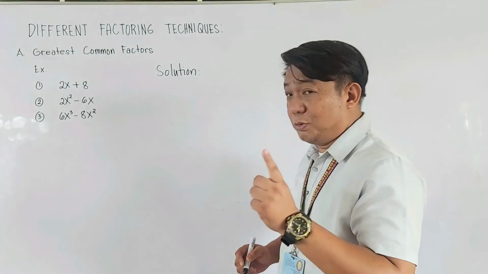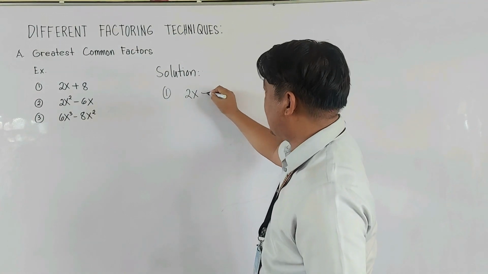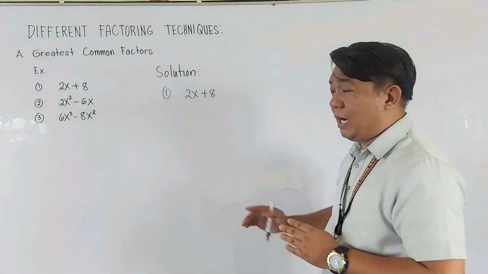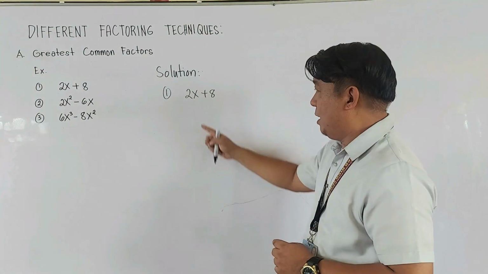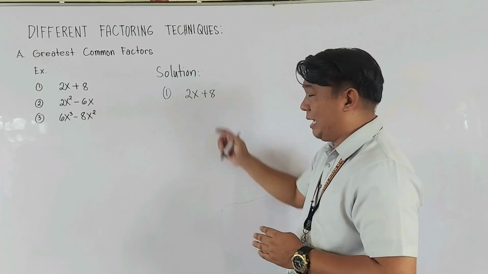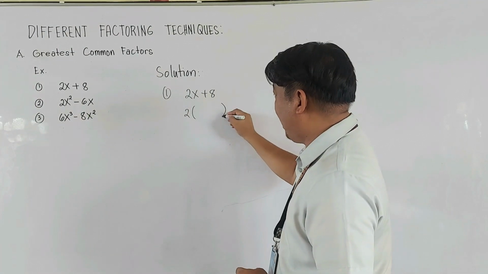Alright, para sa ating solution number 1, 2x plus 8. Okay, so titingnan lang natin kung ano yung common factors dun sa dalawang terms natin. So, meron tayong 2 and 8. And the common factors of 2 and 8 is 2. So, ilalabas lang natin yung 2 sa parenthesis.